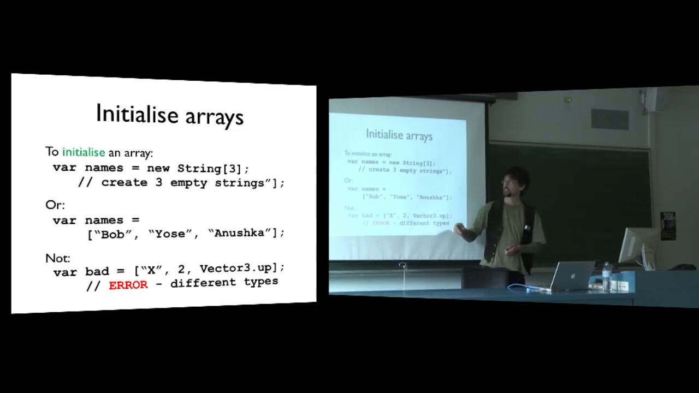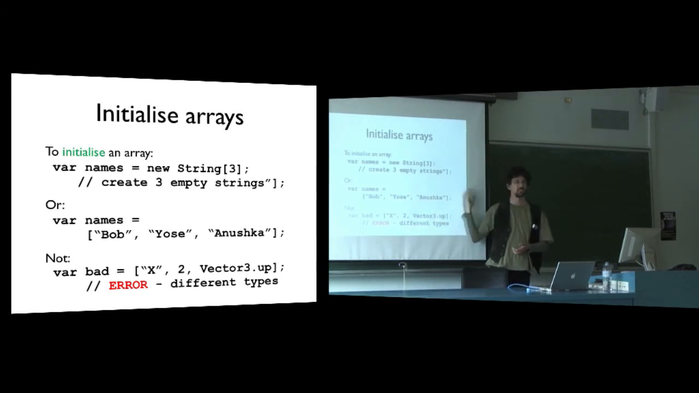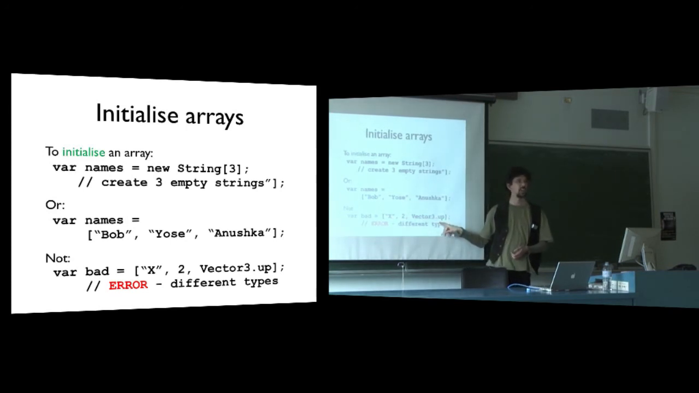And if we had an array of integers, we could set this as being 1, 2, 3, and if we had an array of other things, we could have an array of vectors if we want, and this could be up, down, forwards, or, you know, it doesn't have to be 3, obviously, it can be as many as you want. We can't have different types in here, so we can't initialize it to x2 and vector3.up. That's an error, because an array has to have a fixed type.